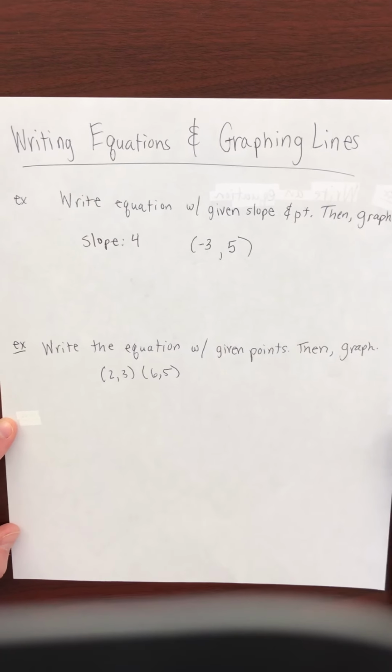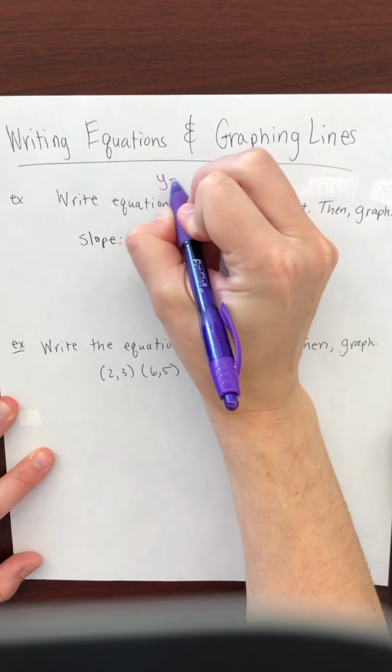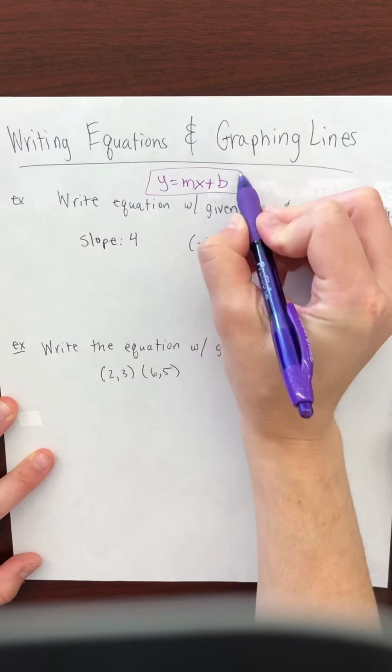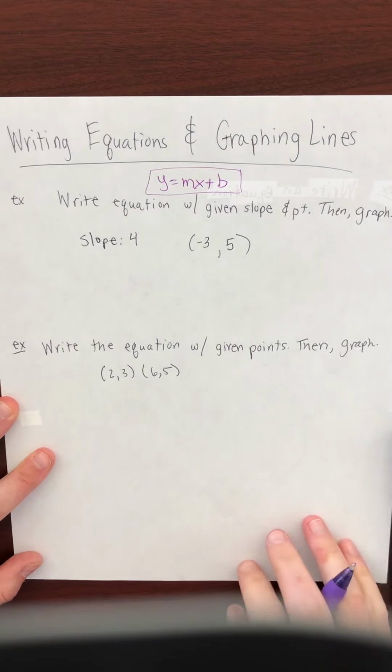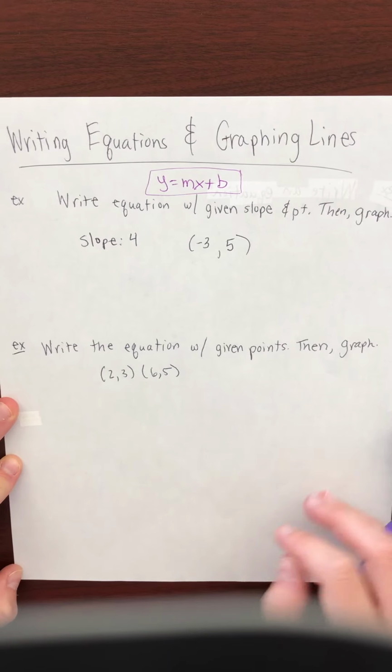All right, writing equations and graphing lines. The big formula we are going to be using today is slope-intercept form. I only use this one in my day-to-day, but if you took Algebra 1 or Algebra 2, you also learned point-slope form, so you could use that equation as well.